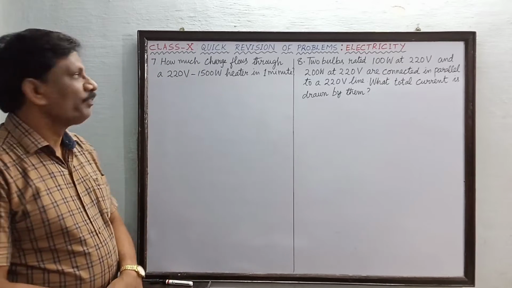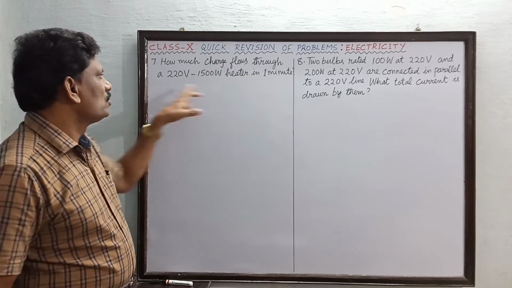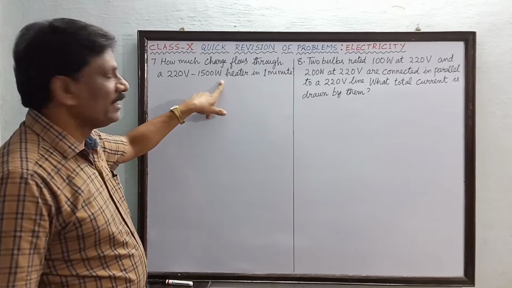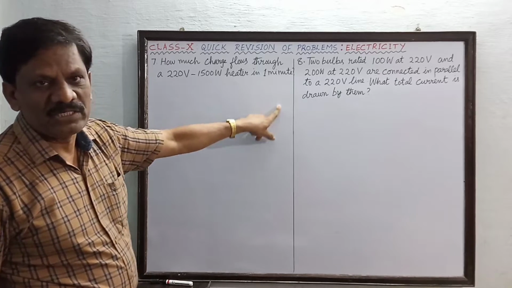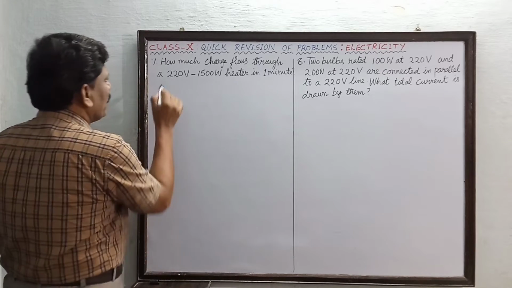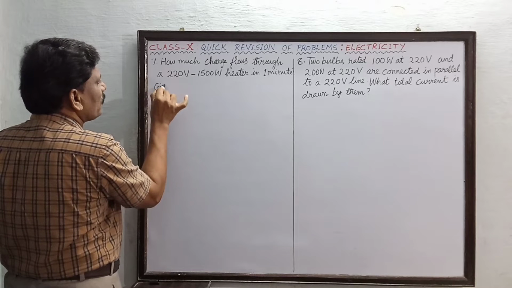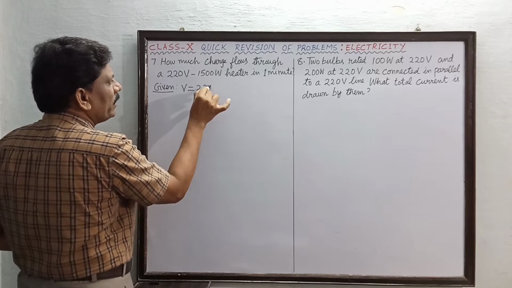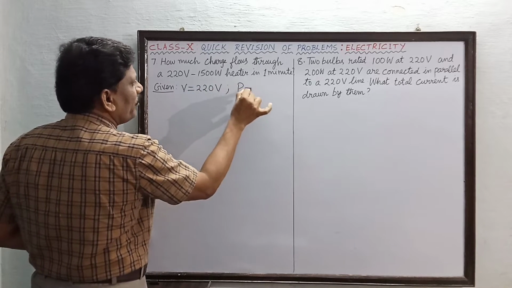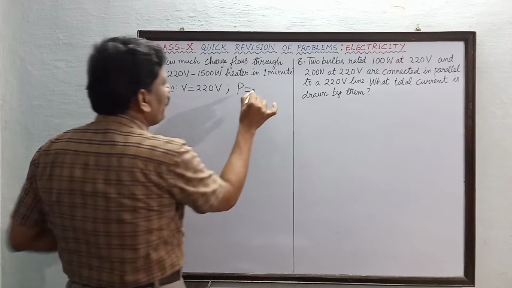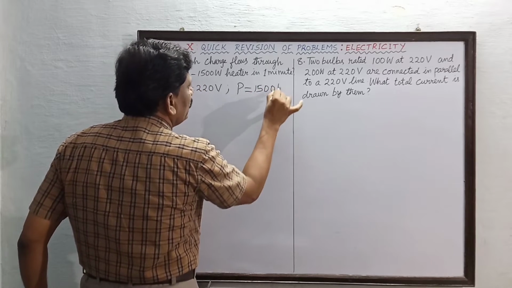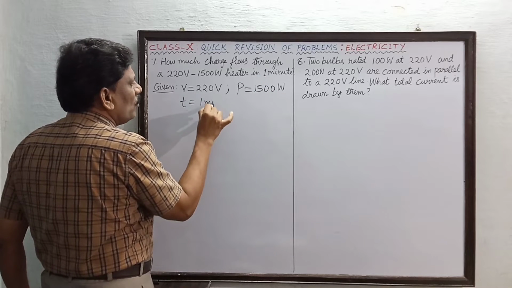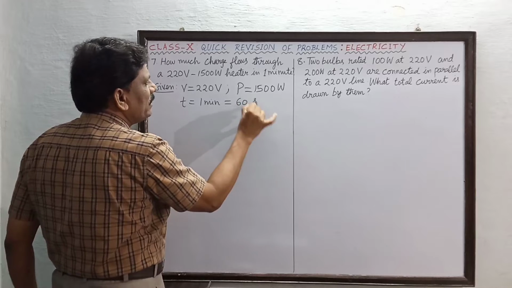The seventh sum. How much charge flows through a 220 volt and 1500 watt heater in 1 minute? So first, what are all the given quantities? Let us write. The voltage V is equal to 220 volt. Power P is equal to 1500 watt, and the time is 1 minute. So 1 minute is equal to 60 seconds.